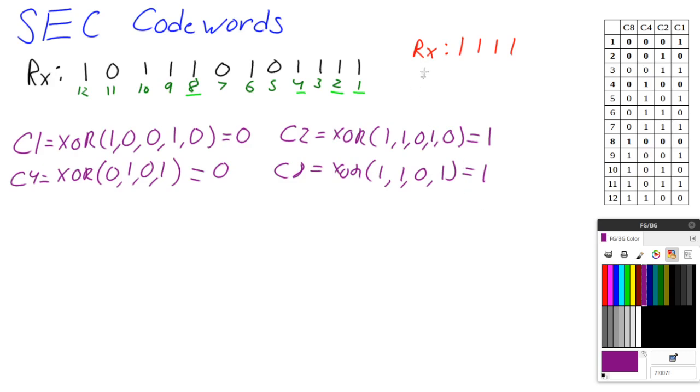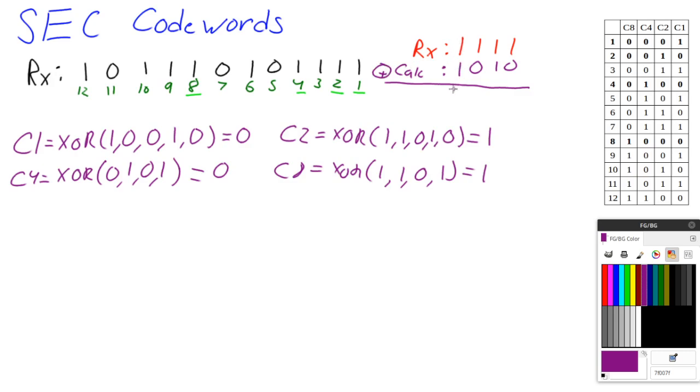And now, let's write our calculated check bits here. So make sure you write them in the right order, right? C8 is here. C4 is here. C2 is right here. And C1 is right here. And the next thing we need to do is exclusive OR them together. Exclusive OR each one of these columns, right?